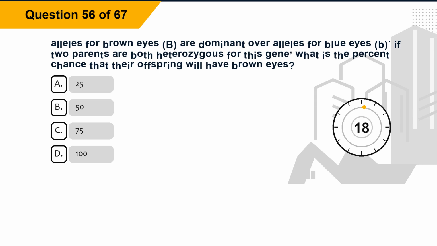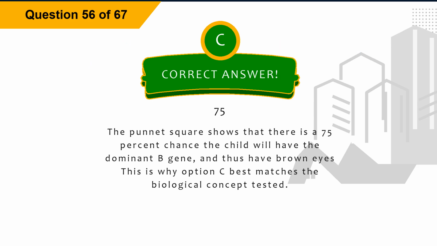Question 56. Alleles for brown eyes, B, are dominant over alleles for blue eyes, b. If two parents are both heterozygous for this gene, what is the percent chance that their offspring will have brown eyes? Option A, 25. Option B, 50. Option C, 75. Option D, 100. The correct answer is option C, 75.